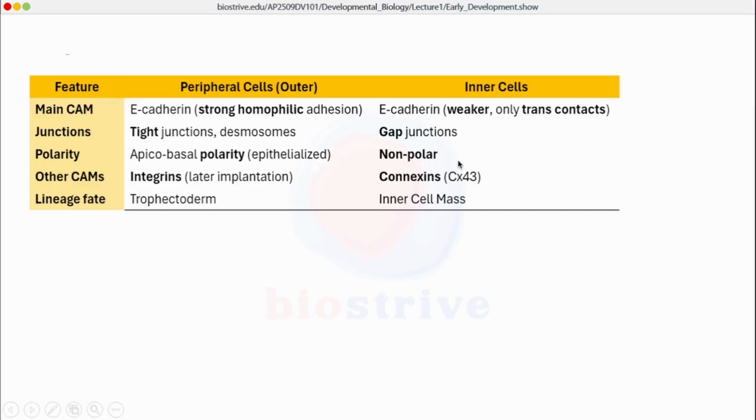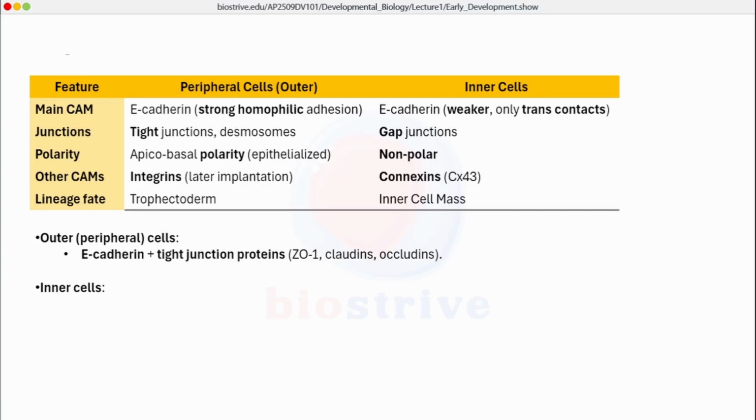Talking about secondary cell adhesion molecules, there will be integrins, which will be associated with the extracellular matrix, and they help in the process of implantation. In case of inner cell mass, there will be connexins. And what will be the fate of these outer and inner cells? The outer cells will form trophectoderm, which is called trophoblast in case of humans, and the inner cells will form the inner cell mass.